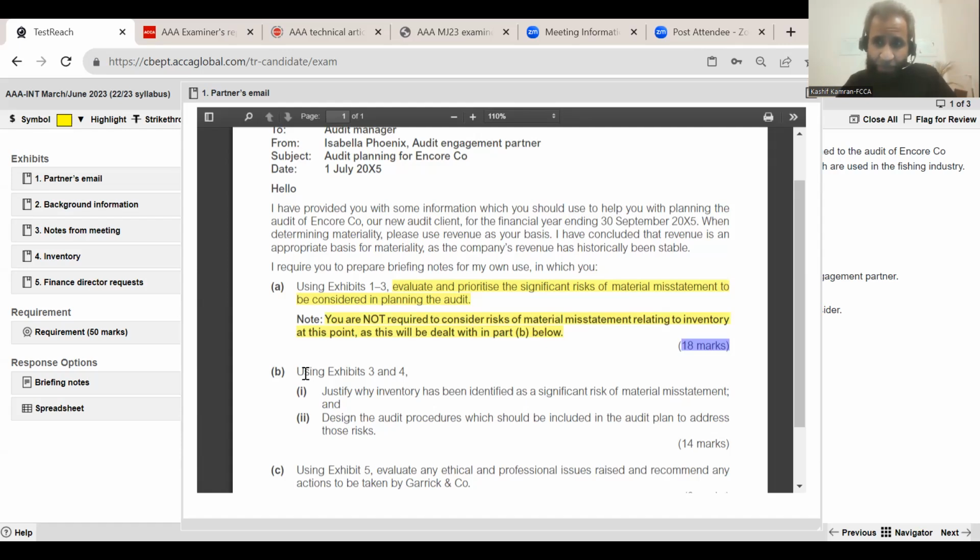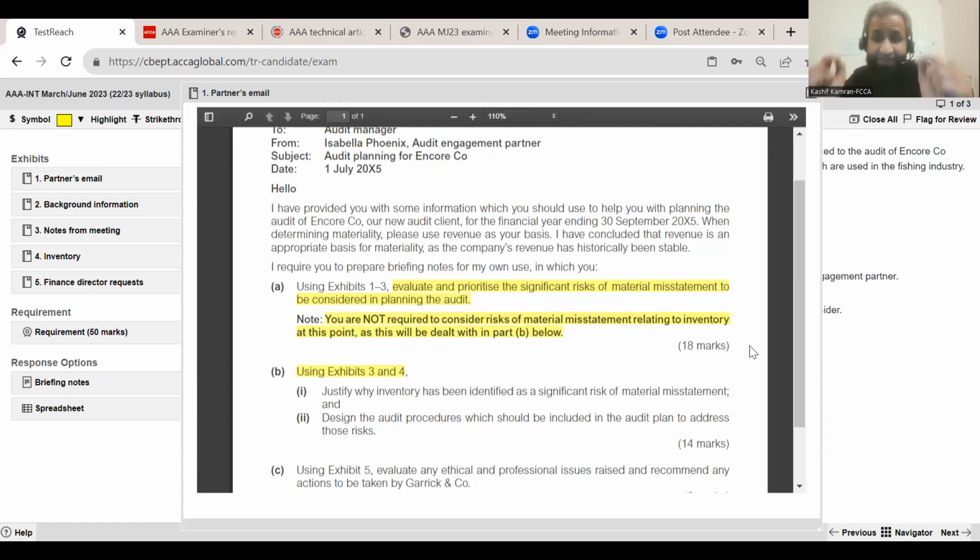The examiner has mentioned not to focus on inventory in the A part, because you need to deal with that in the B part. In the B part, the examiner says using exhibit 3 and 4. So the examiner is saying using 3 and 4, not 1 and 2, just 3 and 4. So that means the answer lies within 3 and 4. Number 1, justify why inventory has been identified as a significant risk of material misstatement.